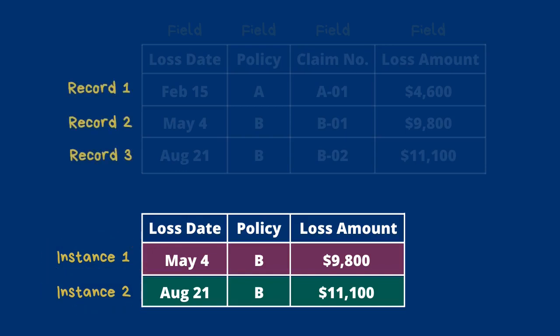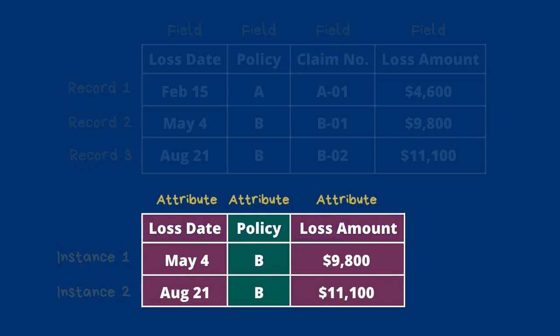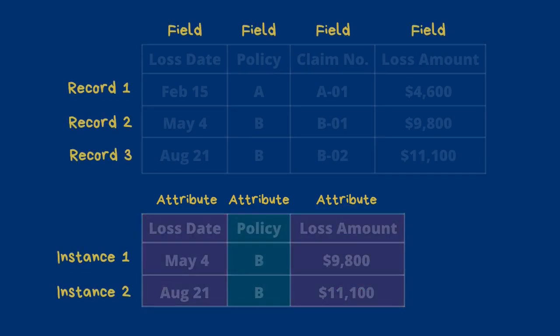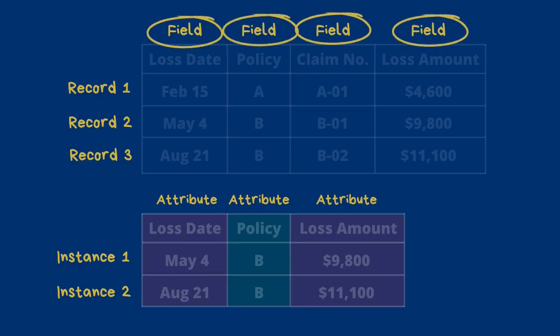An instance is similar in concept to a record, but it's not exactly the same thing, because a record will include all of the record's characteristics, but a data sample might include only some of the record's characteristics. Each column in a data sample is an attribute, which is defined as a variable that describes the characteristics of an instance. In this same data sample, each instance has 3 attributes: loss date, policy number, and loss amount. In other words, instances and attributes are basically the records and fields of a data sample. Just like how a record has multiple fields, an instance can have multiple attributes.